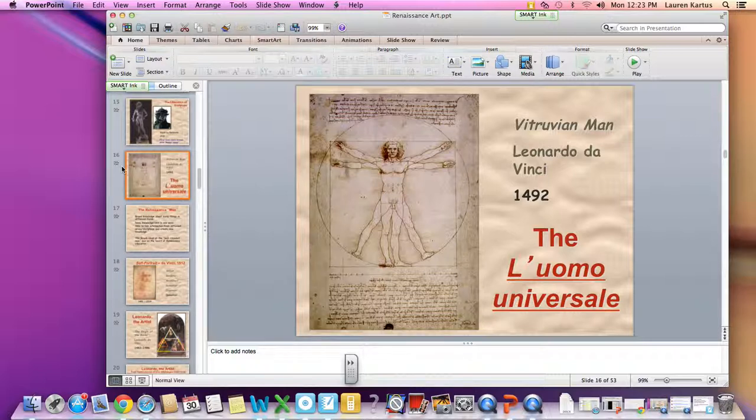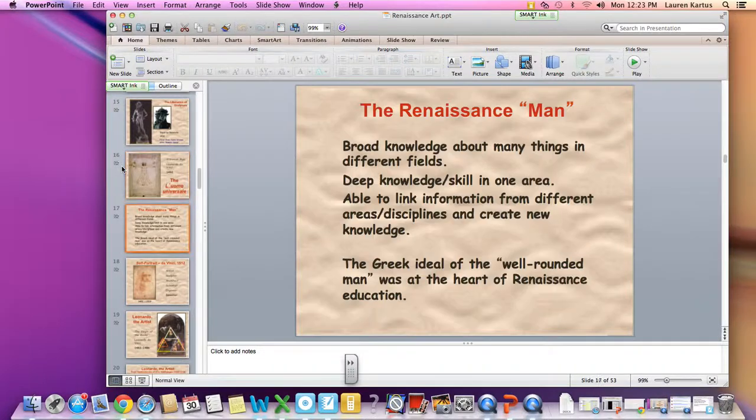Next we have Leonardo da Vinci. So you're going to jump down to the bottom of your worksheet. Da Vinci was what was called a Renaissance man. So you're going to write that down under Leonardo da Vinci. And what that means is you are good at everything. So like this says, he had a broad knowledge about many things. He was good at everything that he tried.